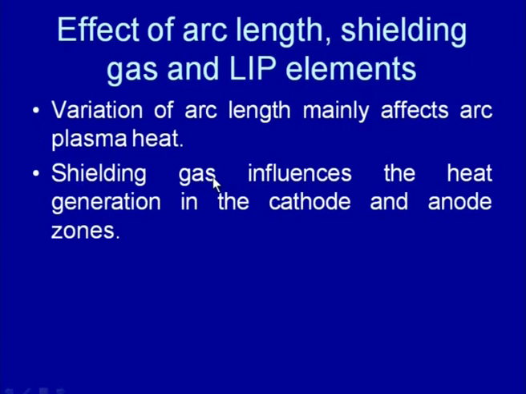The selection of the shielding gas affects the heat generation in the cathode and anode drop zones, because this factor is directly affected by the ionization potential of the shielding gas. Those gases which offer higher ionization potential result in higher anode or cathode drop zones, meaning a higher drop in the voltage in the cathode and anode drop regions.